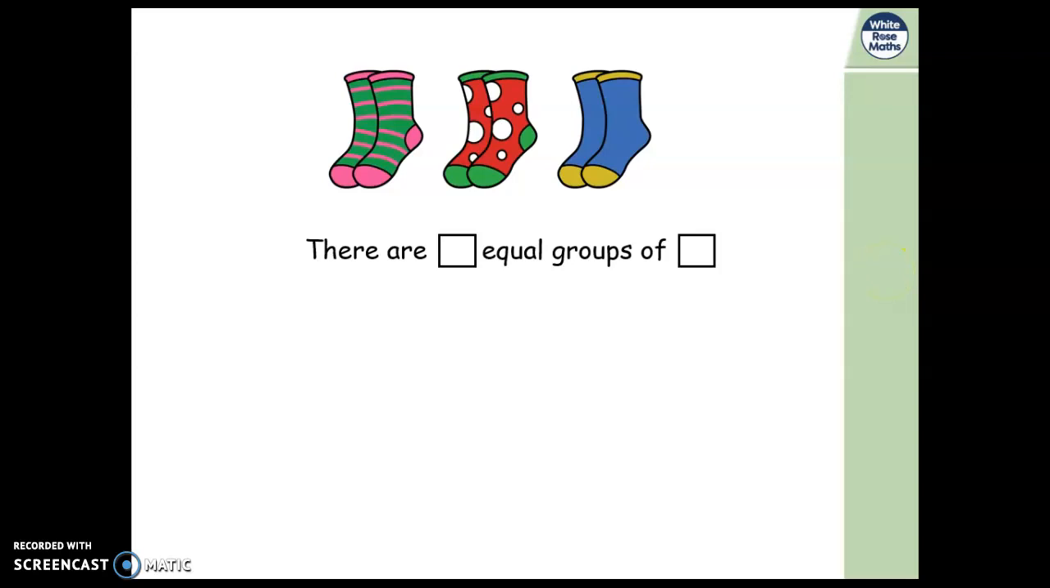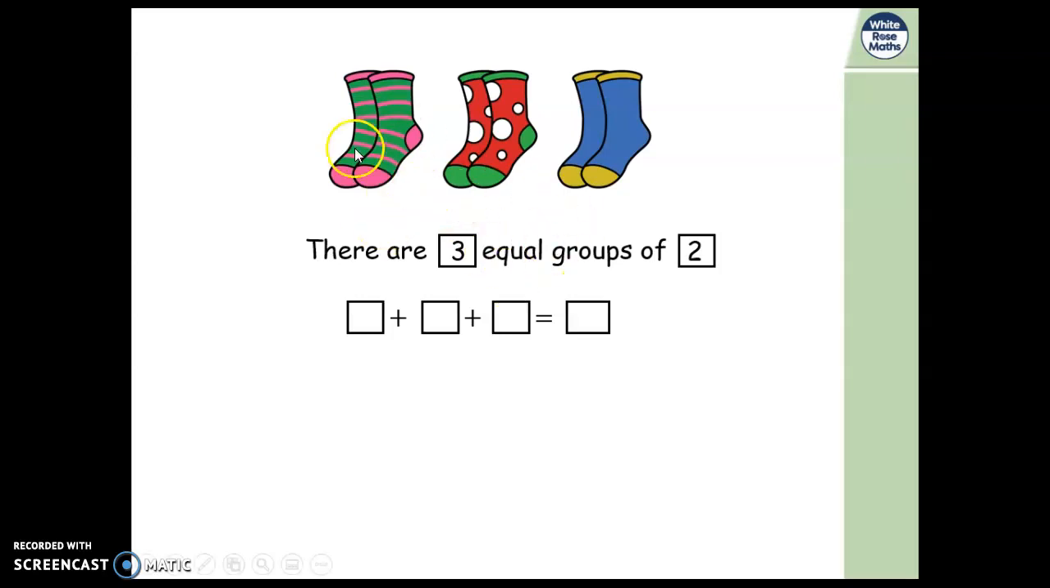Let's have a look at the main part of the lesson. So here we have some pairs of socks. Now remember, when we're looking at these, we're looking at how many groups there are and how many are in each group. So if we look at these socks, that's one group, two groups, three groups. There are three equal groups of two.